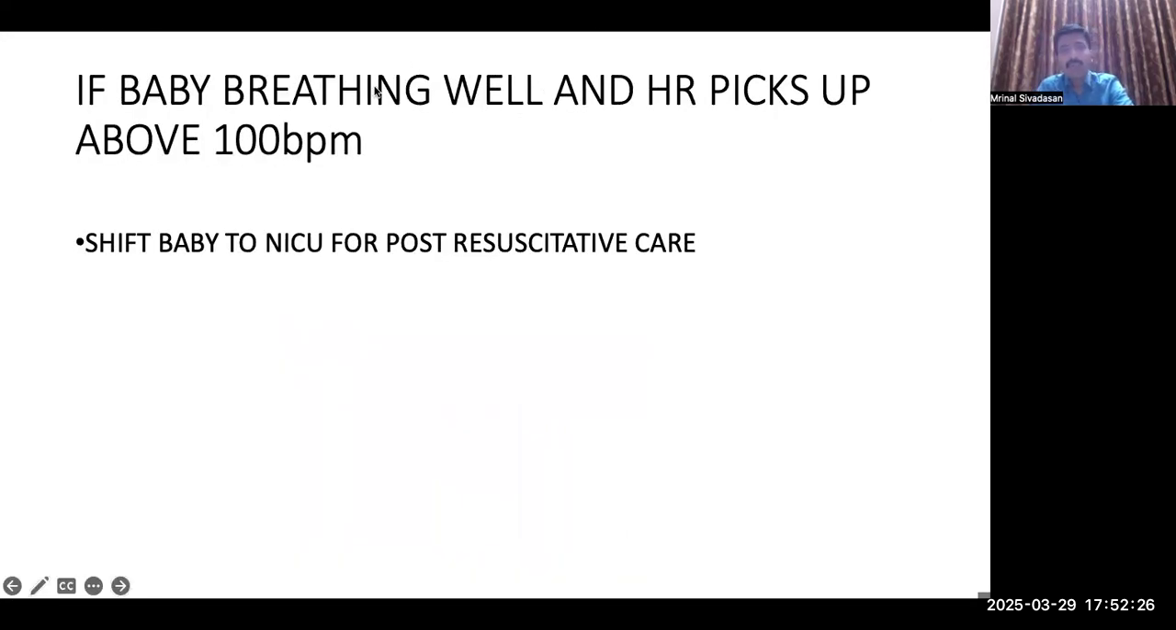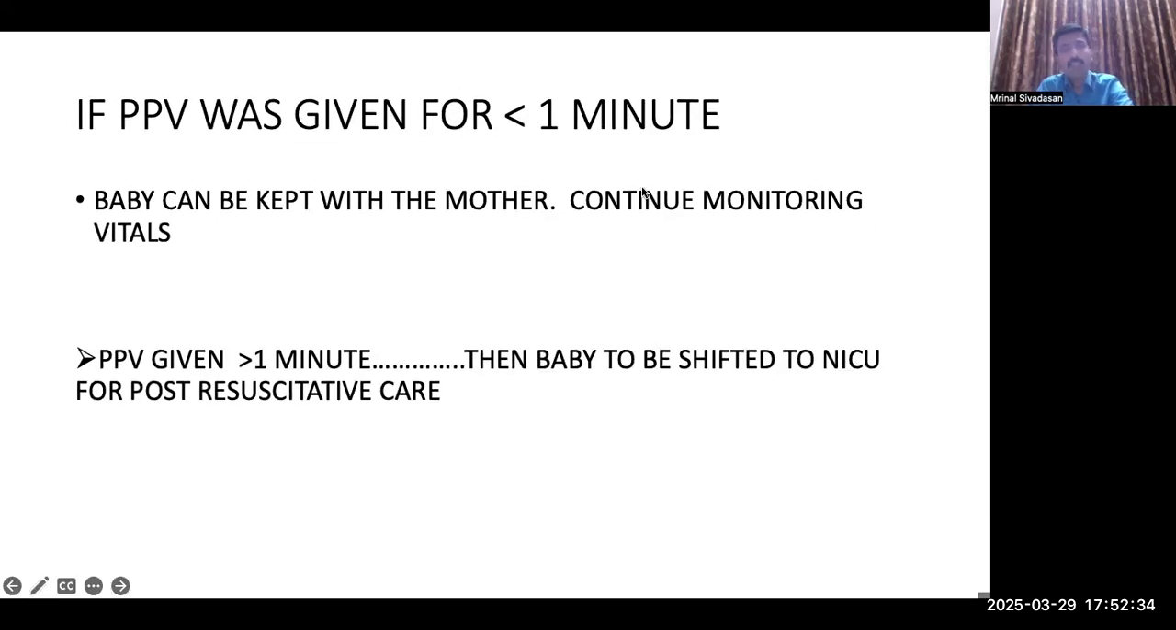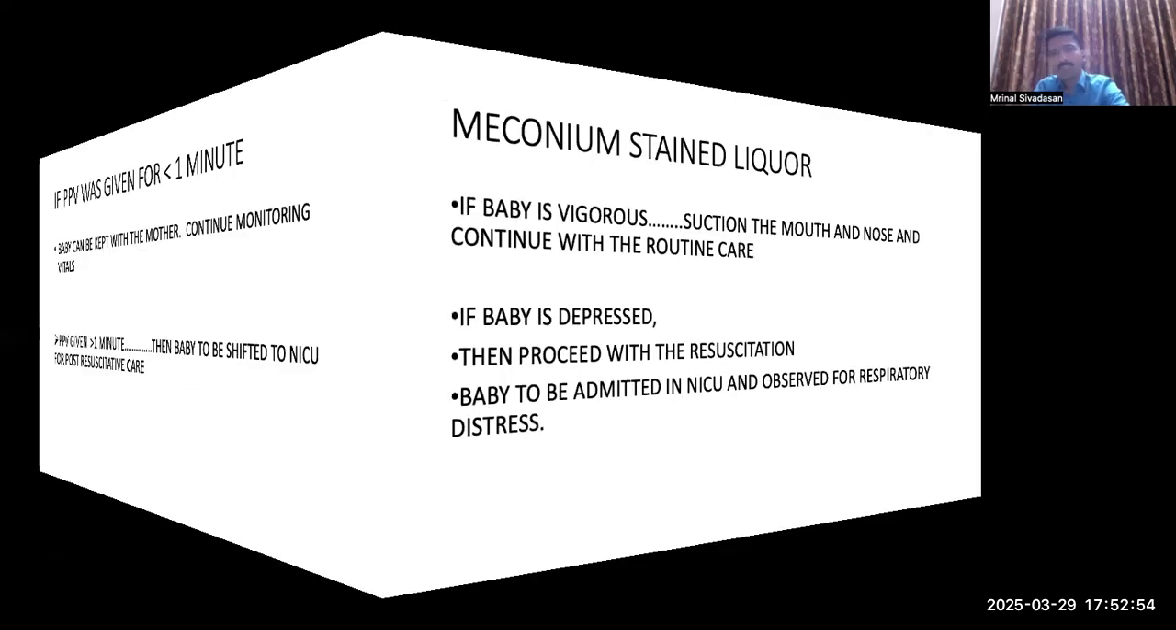Now, if the baby's breathing and heart rate picks up and the heart rate is above 100 per minute, then you shift the baby to the NICU for post-resuscitation care. Now, if positive pressure ventilation was given for less than 1 minute, then you can keep the baby with the mother, that is observational care, and you monitor the vitals. If the positive pressure ventilation was given for more than 1 minute, then you shift the baby to the NICU for post-resuscitation care, but 30 seconds to 1 minute.